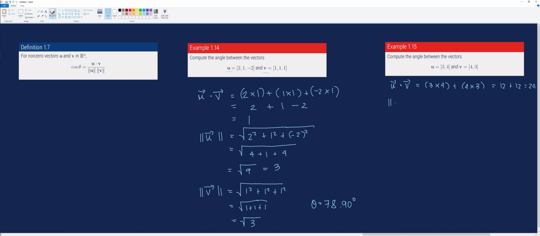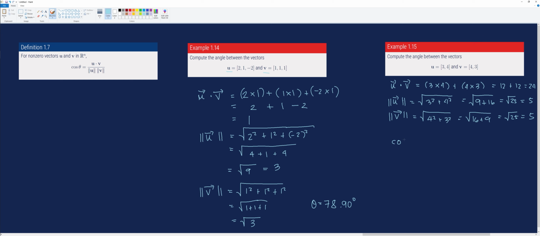Next, we get the norm of vector u, and that is equivalent to the square root of 3 squared plus 4 squared. So this is equal to square root of 9 plus 16, which is equal to square root of 25, or 5. Next, we get the norm of v, and that is square root of 4 squared plus 3 squared, which is the same. That is 16 plus 9, and still equal to square root of 25, or 5.